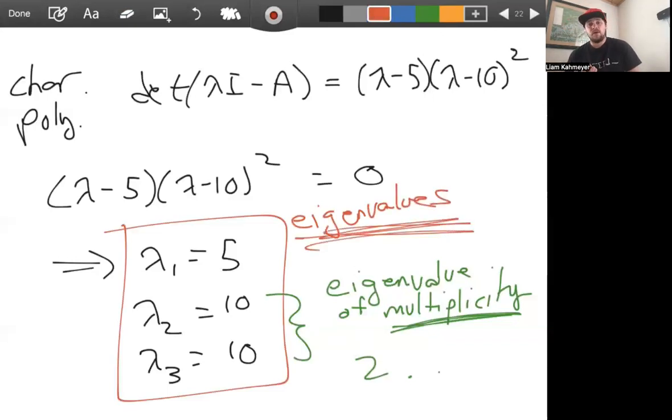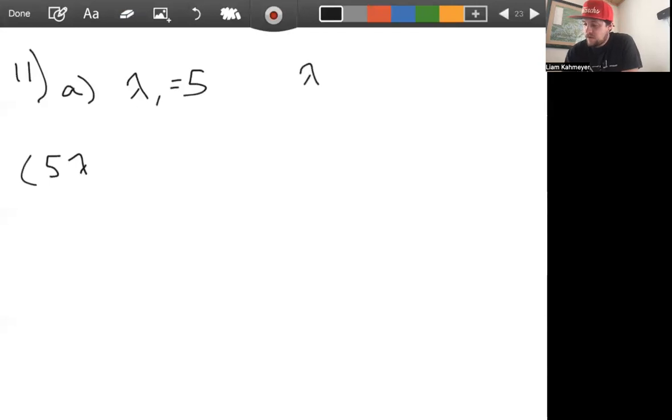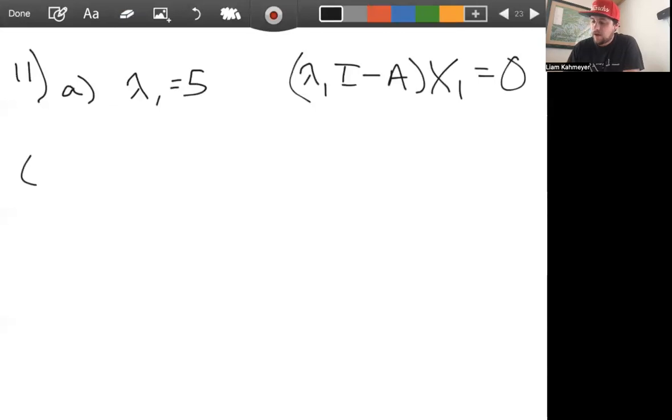Okay, and so now that was step 1. And step 2 is, for each eigenvalue, we need to find, so for lambda 1 equals 5, we need to find the basic eigenvector, right? How do we do that? Well, we need to set up lambda 1 I minus A times capital X1 equals 0, right? Well, here lambda 1 is 5. So we have 5I minus A times X1 equals 0.